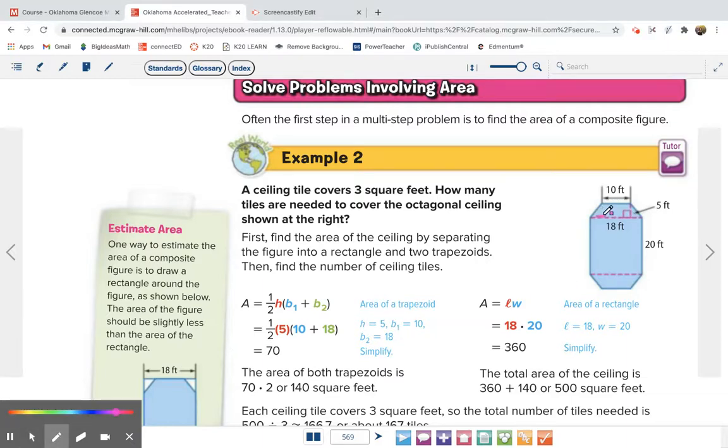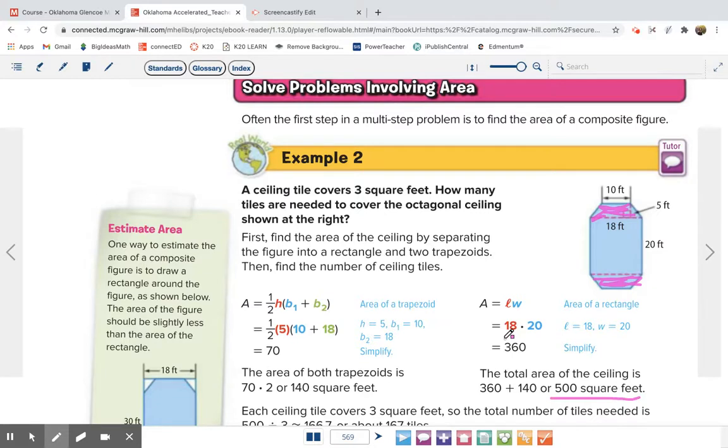To get the other one, they're the same thing. You could just do 70 plus 70 or 70 times 2 to get 140. I still have to get this piece. It's a rectangle, so that's just length times width. 18 times 20, that's 360. So we add those together, and we get 500 square feet.